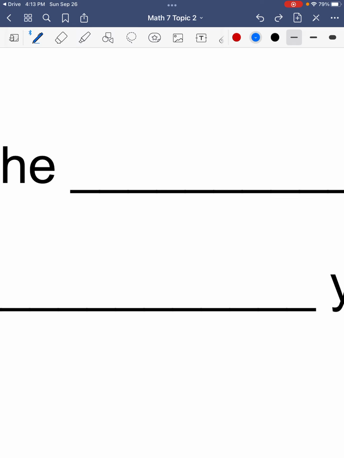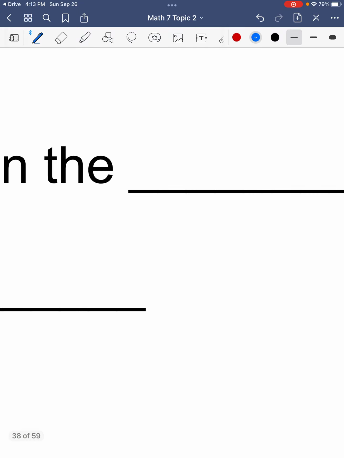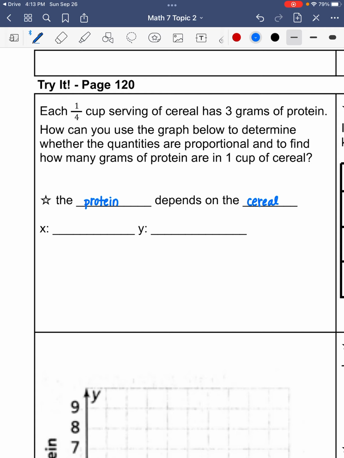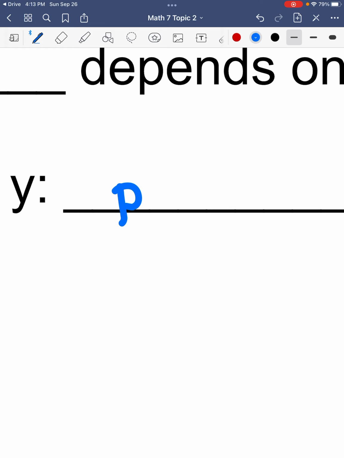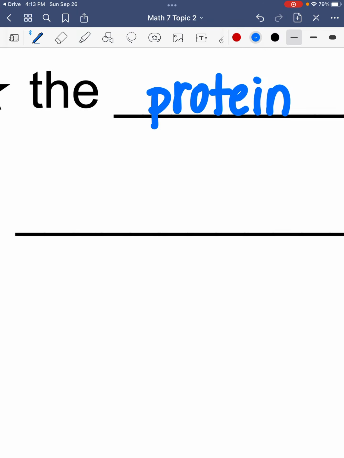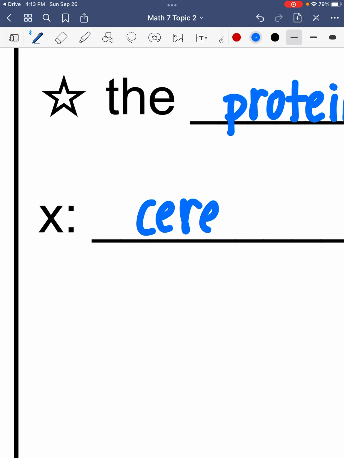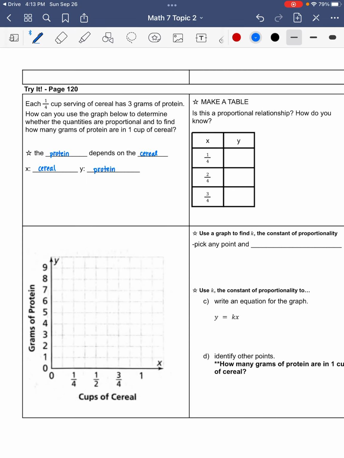So the protein depends on the cereal, right? Because the more cereal you eat, the more protein you get. So the thing that depends on something else is your y value. So the protein would be labeled on our y-axis on our graph, that vertical axis that goes up and down. And that means that the amount of cereal would be on our x-axis that goes from side to side, or horizontally. So we're first going to figure out from a table if this represents a proportional relationship.